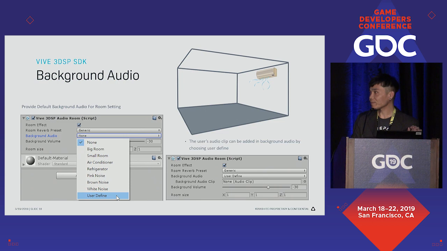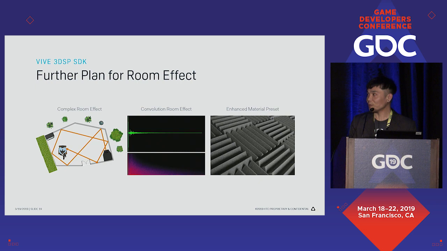VIVE 3 DSP was released 1 year ago. In this 1 year, we got a lot of feedback from developers. So we have some further plans for our room effect. The first plan is about room shape. In the current status, we only support the rectangular room shape. In the future, we plan to support complex room shapes. The second plan is about convolution room effect. That means if you have sound response data from somewhere, in the future, you can directly put the data into our SDK, and then VIVE 3 DSP can reproduce the sound environment very well. The last plan is about material. Like I said above, we plan to enhance the material package.